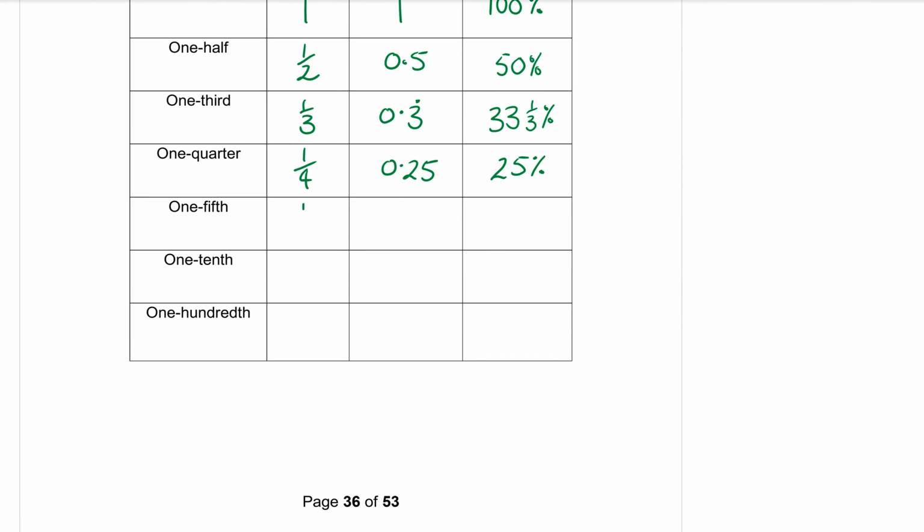1/5 means 1/5. It is 0.2 as a decimal, and that is 20%. 1/10 is 1/10, 0.1 and 10%. And finally, 1/100th is 1/100. It's 0.01 in the hundredths position, and it is 1%.